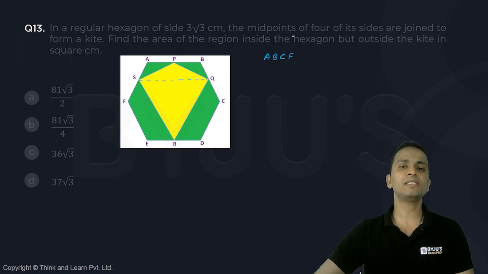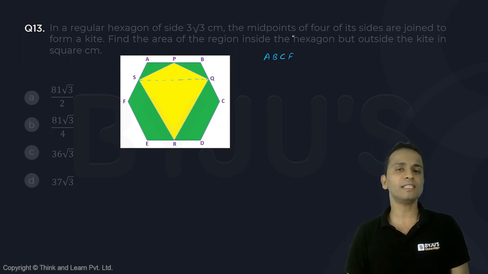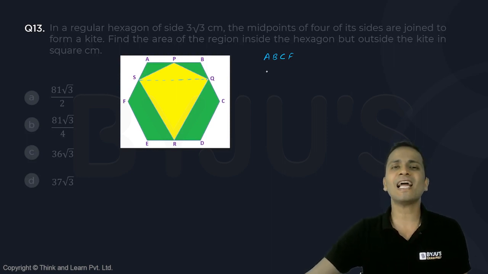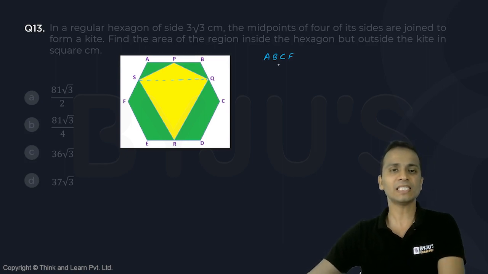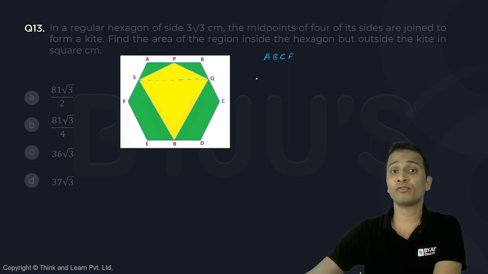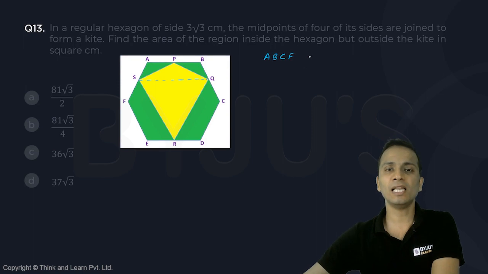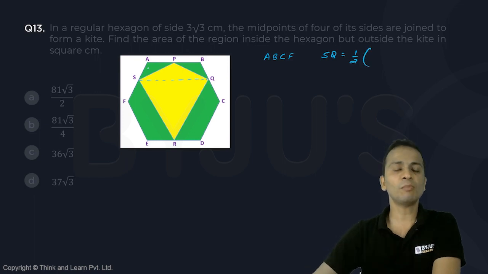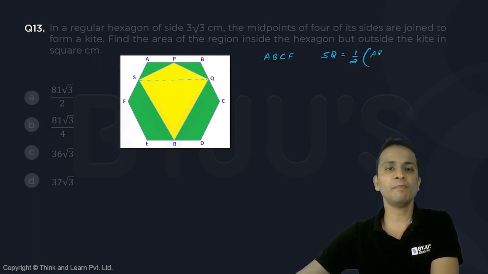Now, what is this ABCF? In ABCF, AB and CF are parallel, so this is a trapezium where AF and BC are equal. So basically, this is an isosceles trapezium, right? Now, in any trapezium, the line joining the midpoints of the non-parallel sides is called the median, and its length will be half the sum of the parallel sides. So SQ will be equal to half of AB plus FC.